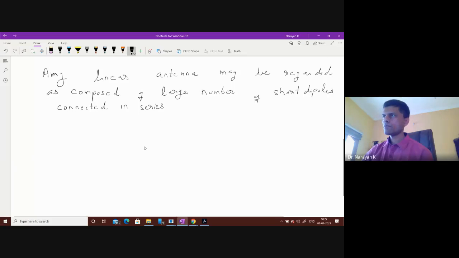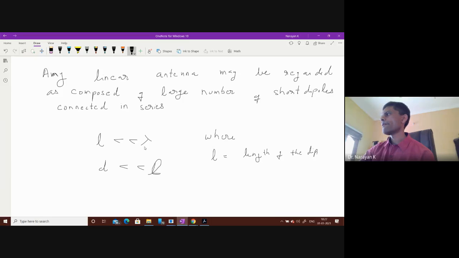Assumption: length is far lesser than wavelength, and thickness of your dipole D is far lesser than your length L, where L is equal to the length of the dipole, D is the thickness, lambda is the wavelength. Okay.